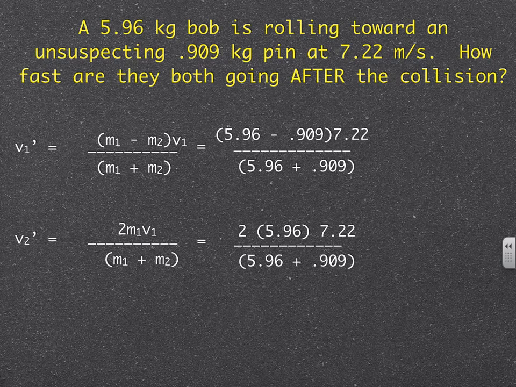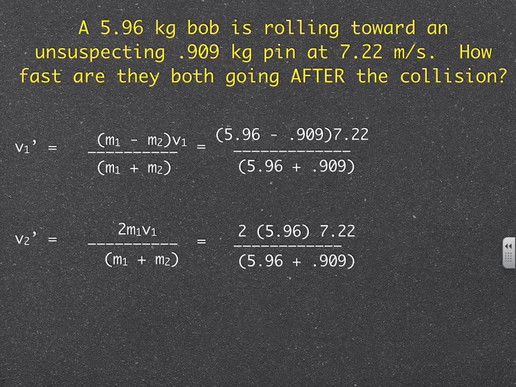Now, some people freak out because they see, hey, this 7.22 is really close to the 0.909, so maybe they go together. You have to read. So here it says Bob is rolling toward the pin at 7.22. So this is the velocity of Bob. Since he was M1, then this is our V1. And of course, the pin was just sitting there if you stop and think about bowling. So you'd say, hey, V2 has to be 0. If you got confused, that would be why you got confused.